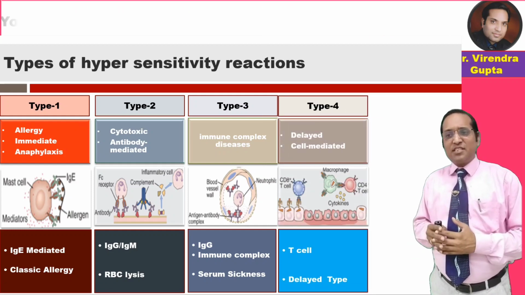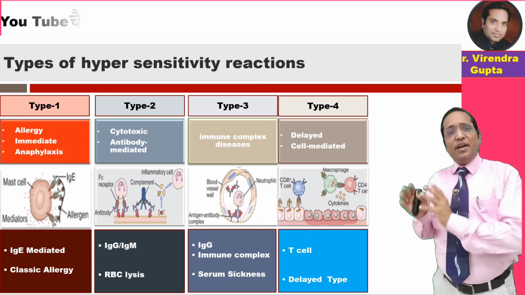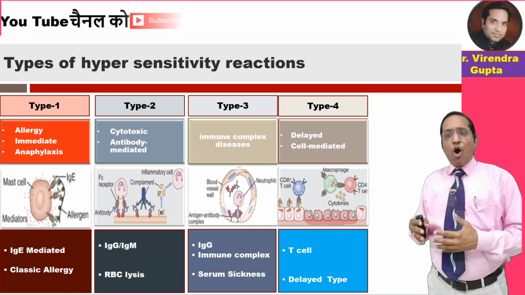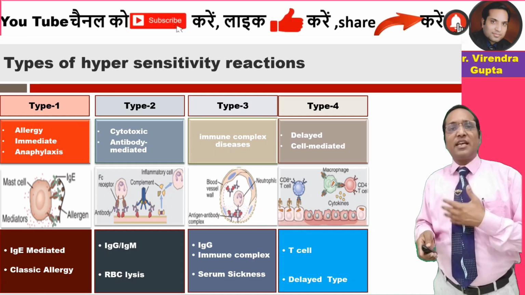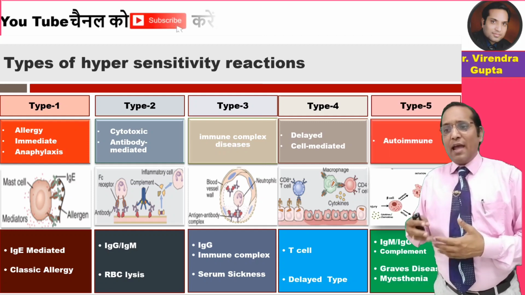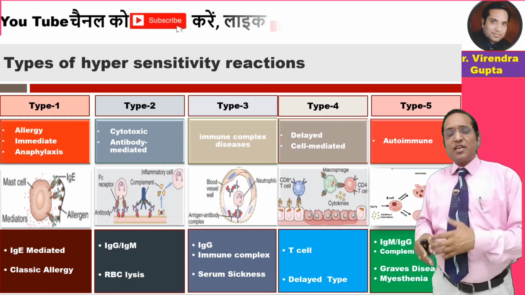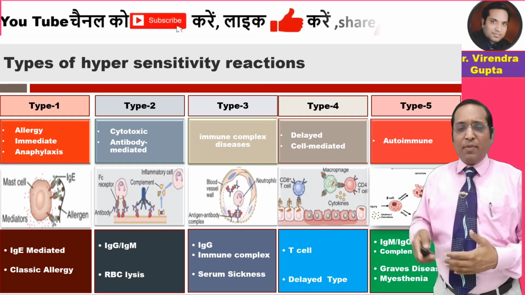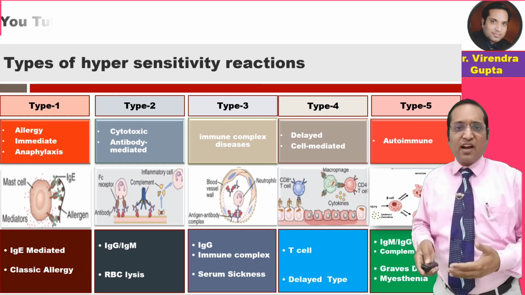Type 4 hypersensitivity reactions are delayed type hypersensitivity or cell mediated reactions, which are T cell mediated immunity. Examples are tuberculosis and granuloma. Type 5 hypersensitivity are the autoimmune disorders, which are IgM or IgG mediated or complement mediated reactions. Examples are Graves disease or myasthenia gravis.